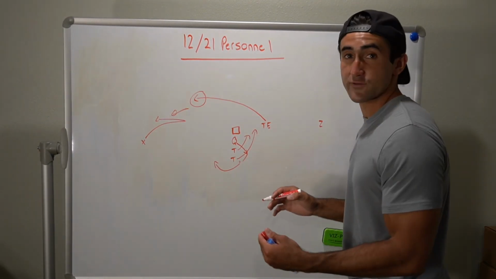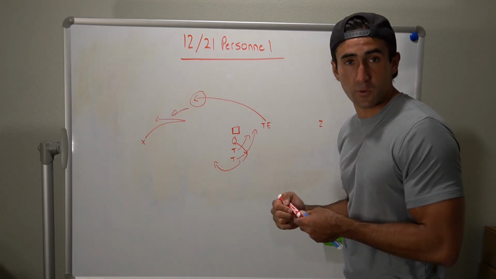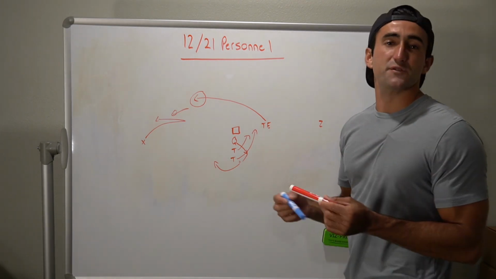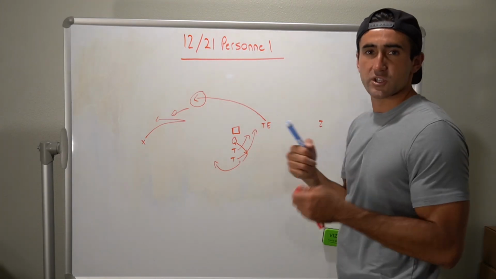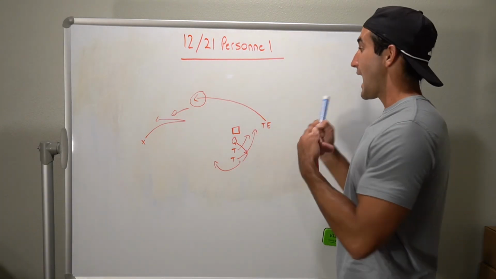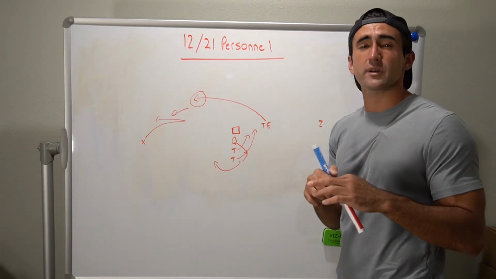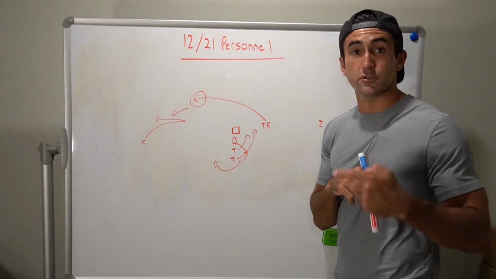There's a lot you could do out of 21 personnel. So that would be 21 personnel. Not as common in today's football because you don't see a whole lot of 2-back concepts, but there's obviously 12, 21 personnel. So that's the difference between the two. How it's different from 10 personnel. Now we're going to get into some more complex formations that you guys need to know.